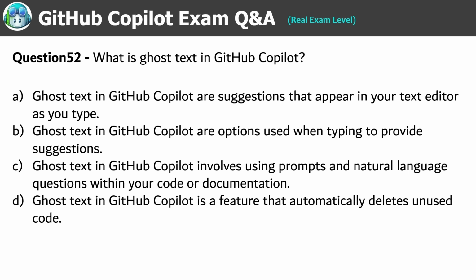Question 52: what is ghost text in GitHub Copilot? It means the hidden text, right? Once we start writing the code, it shows up. So the answer is A. Ghost text in GitHub Copilot are suggestions that appear in your text editor as you type. If you start writing a function, it will show a suggestion from the right side, and if you need to accept it, you choose that.